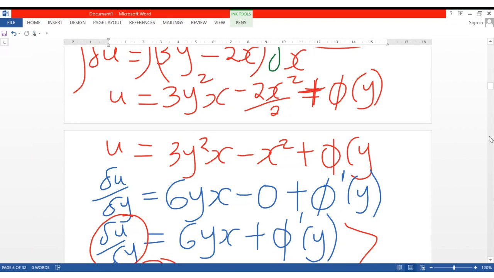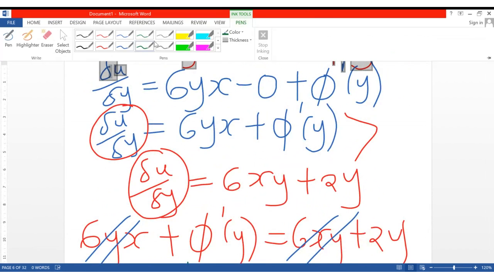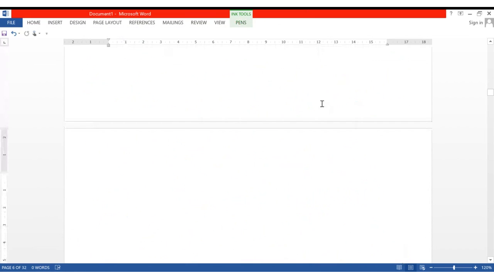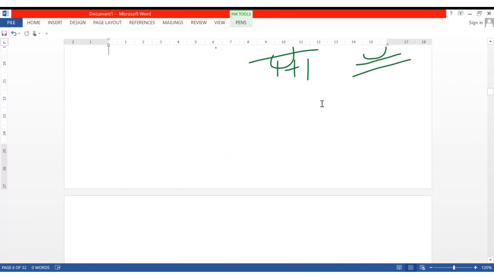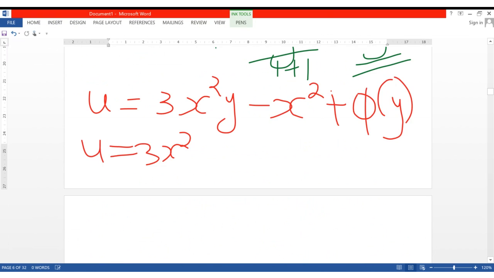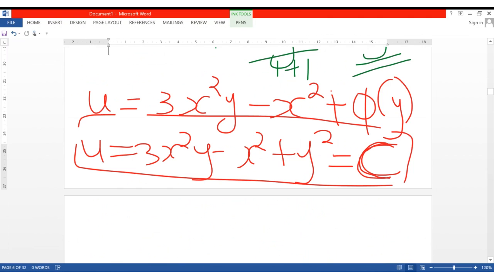So u was given by 3x squared y minus x squared plus 5y. So what I just need to do now is replace the value of phi. So 3x squared y minus x squared plus y squared. And I now introduce a constant, because the equation can hold for anything. And I'm done with that one. So my main task was just to replace the constant. The constant of what? Integration, and then I'm done.